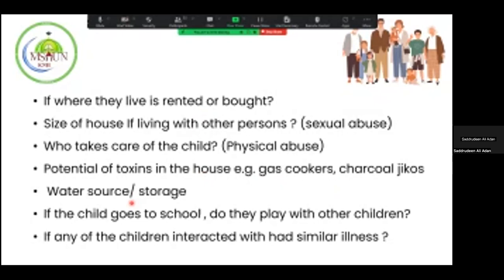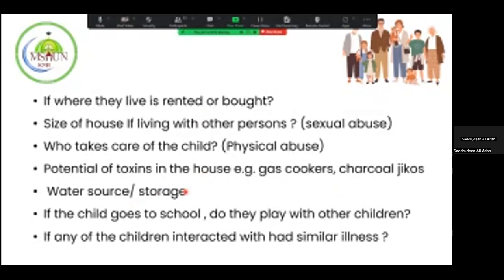Does the child go to school? If he's a 10-year-old child who never went to school, it's a red flag. Do they play with other children at school? Do they interact well? And is there any of the children they interact with who had a similar illness, in the kindergarten, maybe the siblings or school?